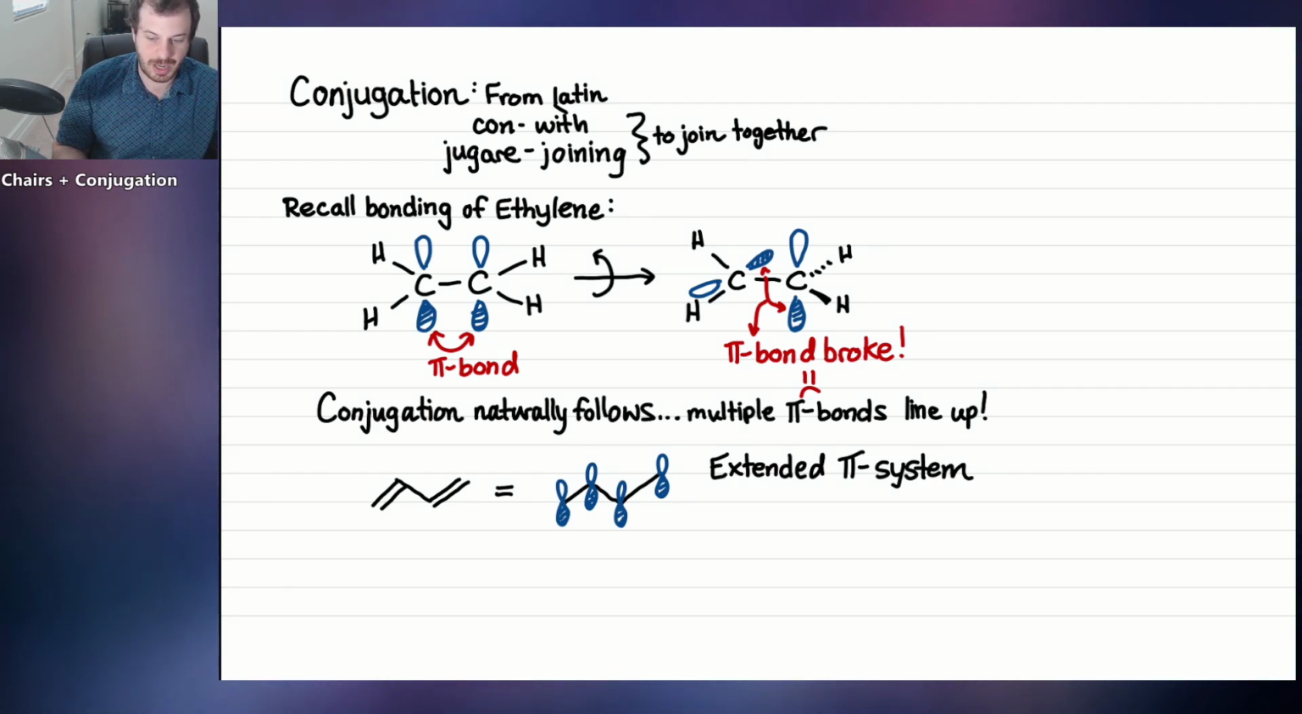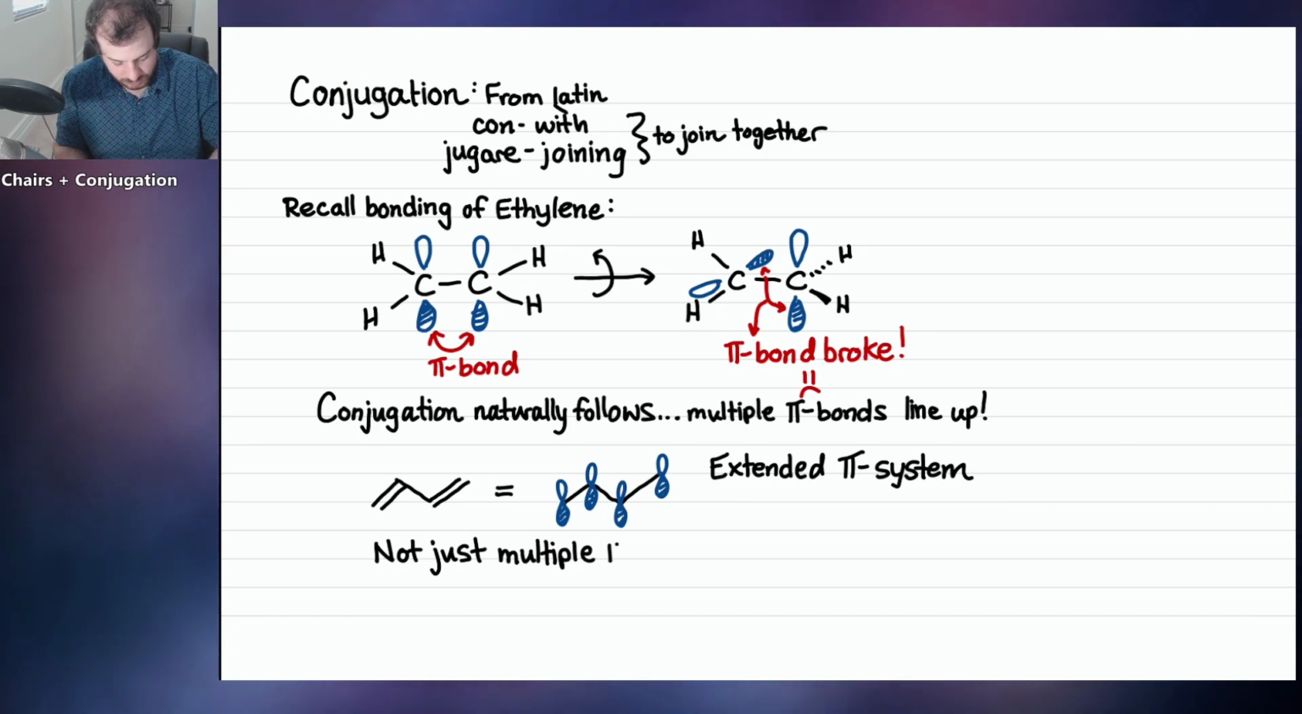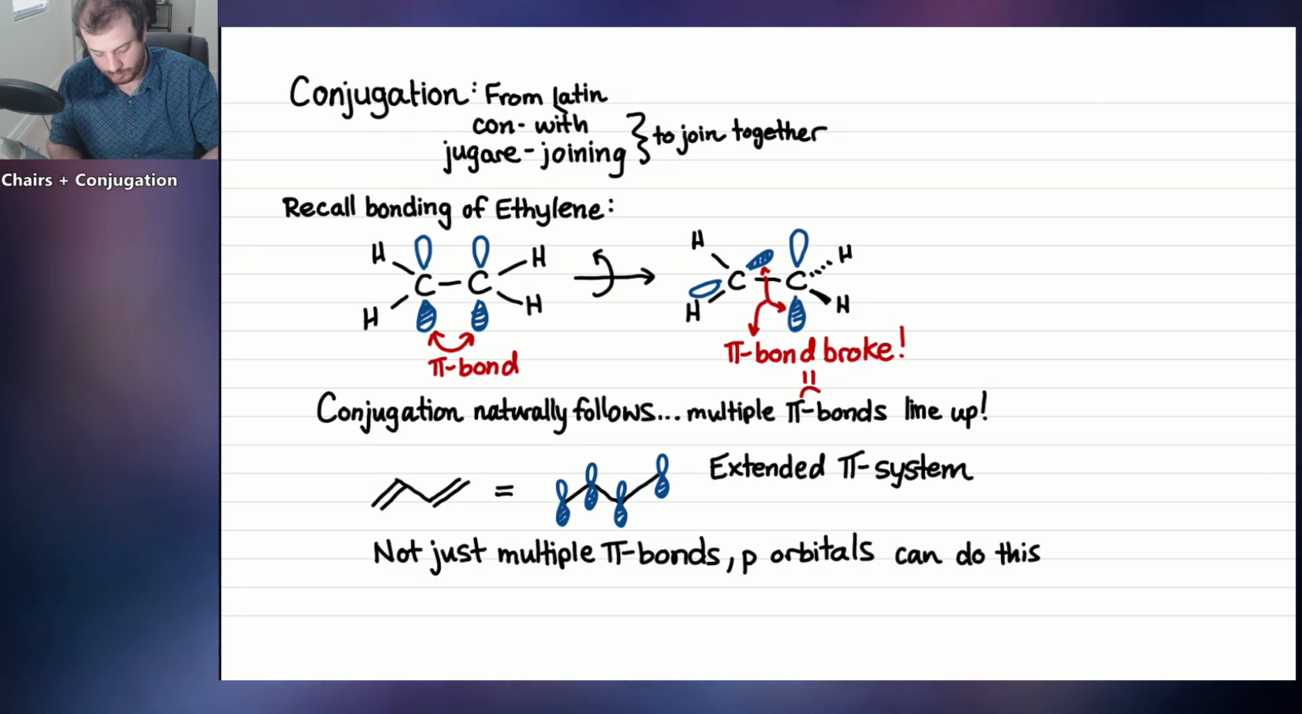So it's not multiple pi bonds, it's multiple p orbitals. So what that means is this is not just pi bonds that can do this, but also just the alignment of p orbitals. So p orbitals can participate as well. Let's take a look at an example.